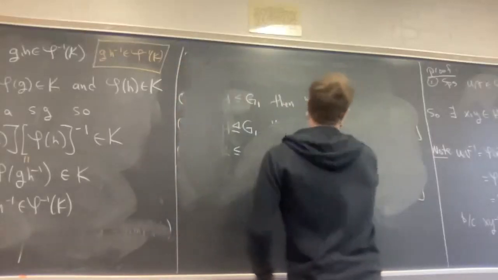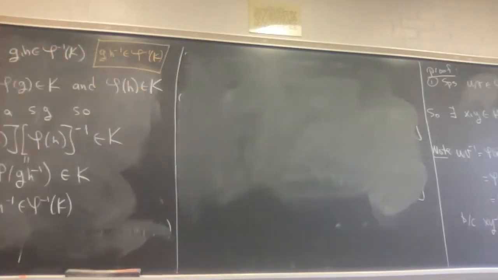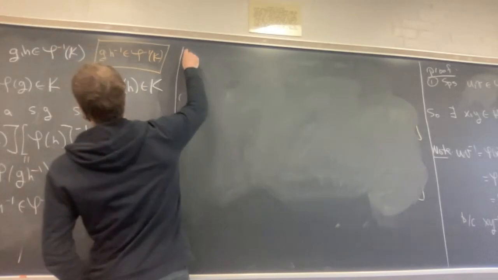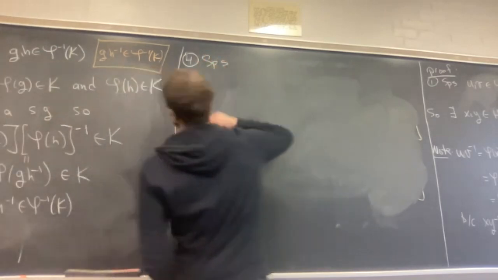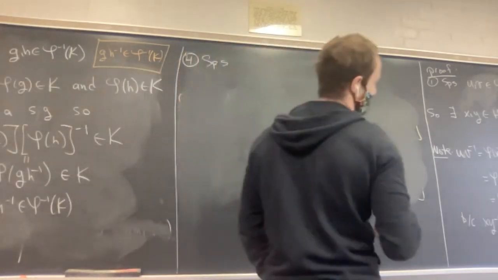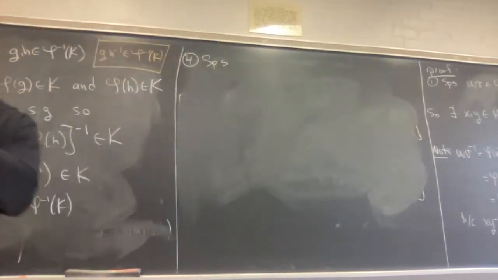Last one. So we want to show that it's normal. Again, we're going to use the same kind of element-wise definition of normality. So, let's number this one as well, number 4. So we're trying to show that phi inverse of k is normal in G.